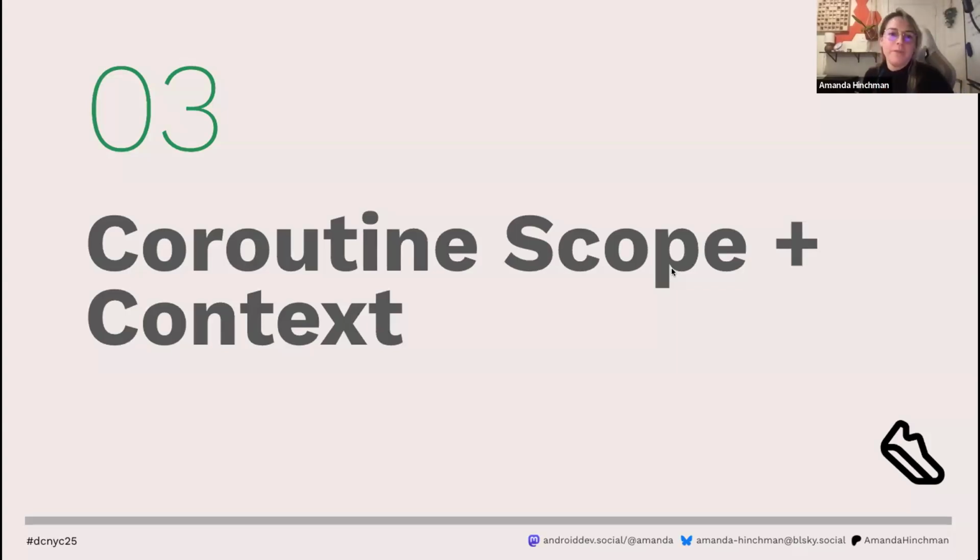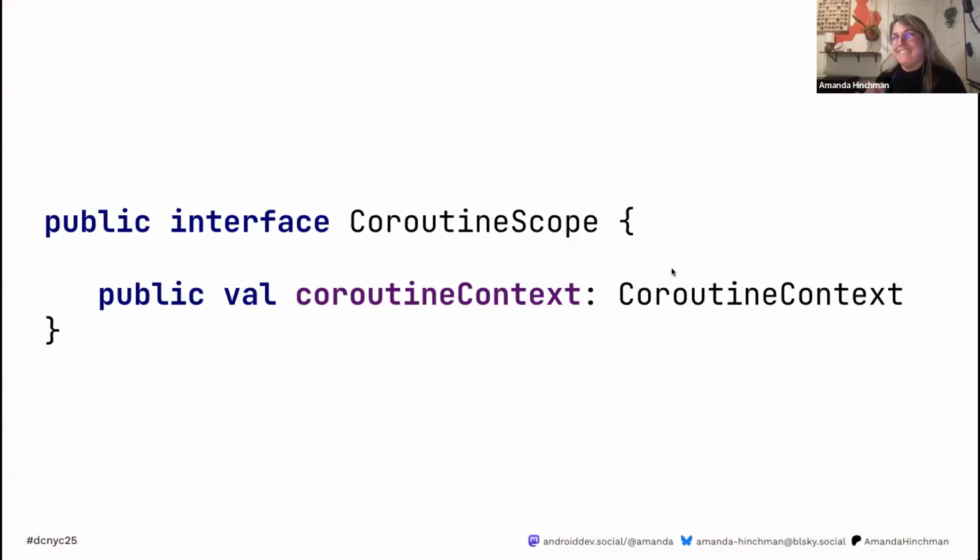So here's my question to you. Raise your hands, depending on what you think: are coroutine scope and coroutine context the same thing? Are they different? Okay. And if you don't know, that's okay too. It's a hard question. So the answer to this is, I'm going to say it's kind of 1 and 2.